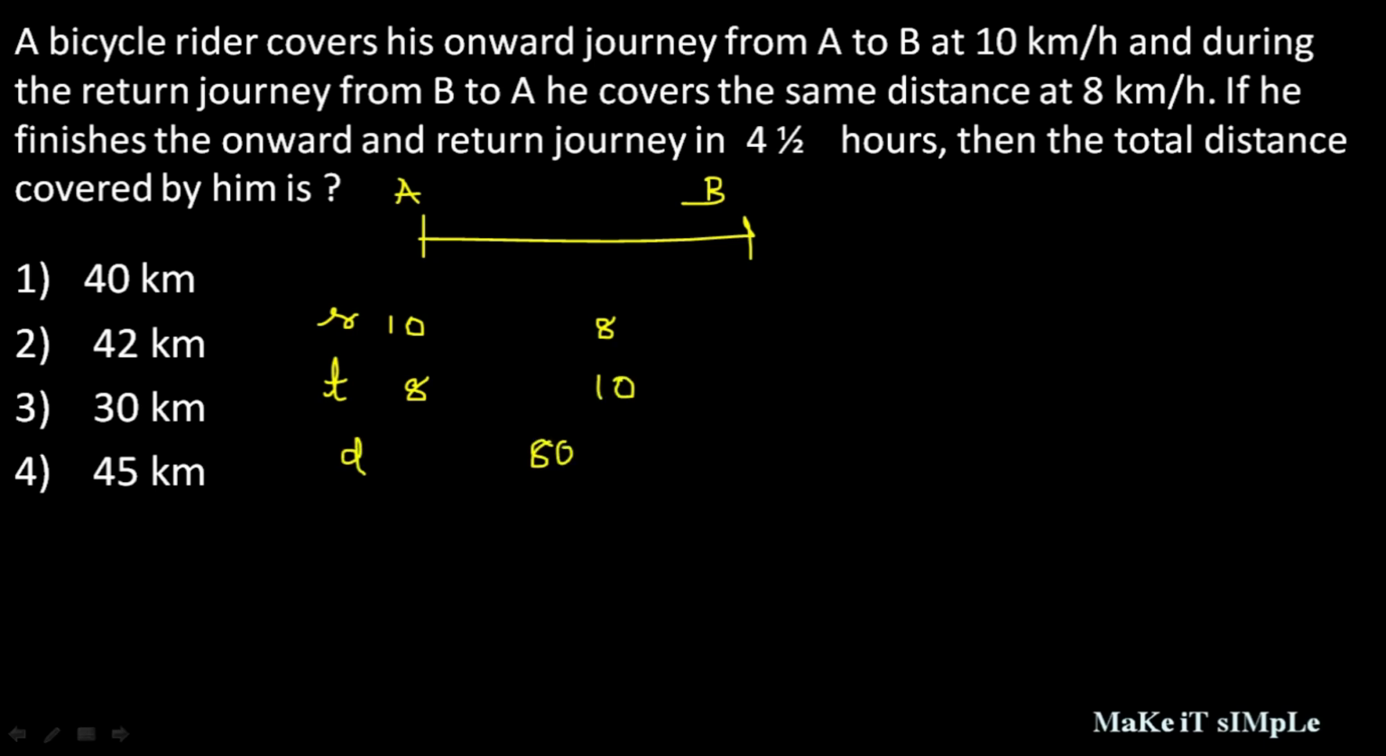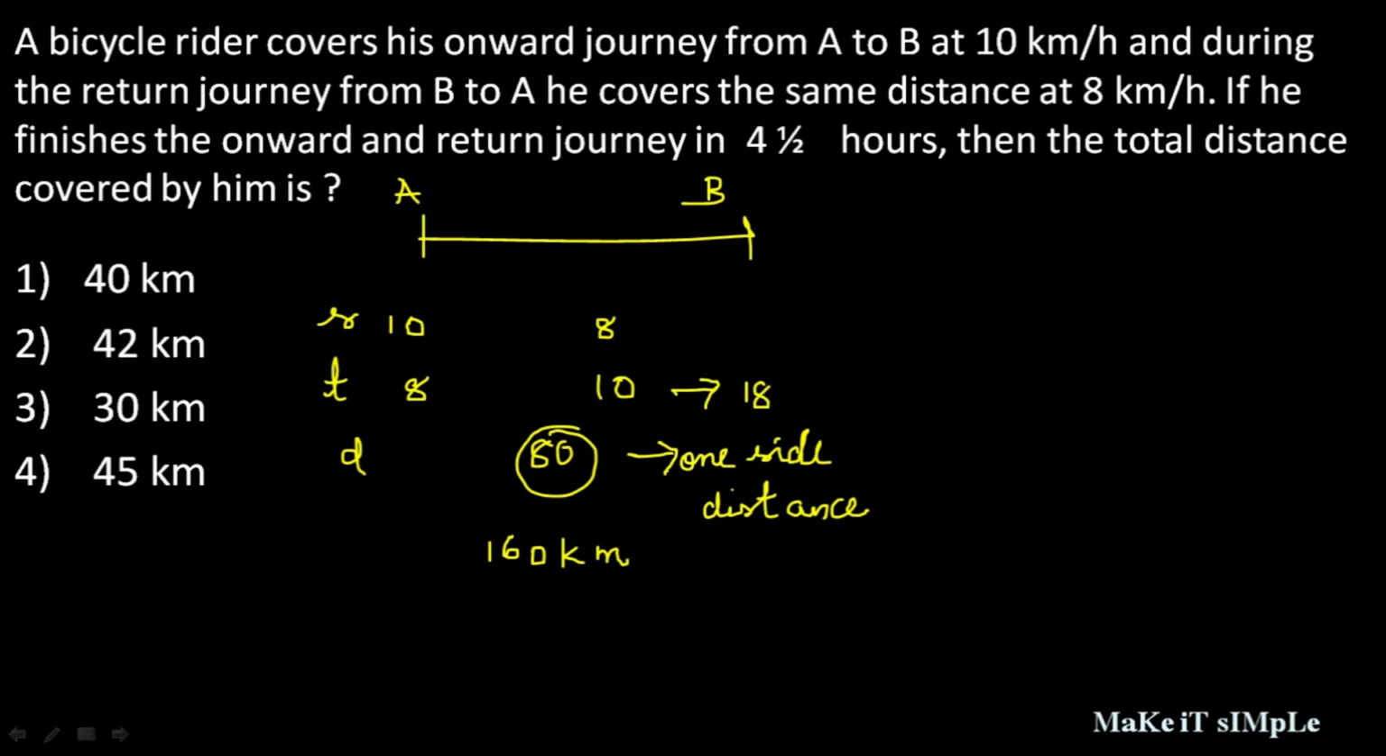Okay, so the 80 kilometer indicates the distance of one side only. Now for the total distance, it will be 160 kilometer. The total distance will be 160 kilometer.